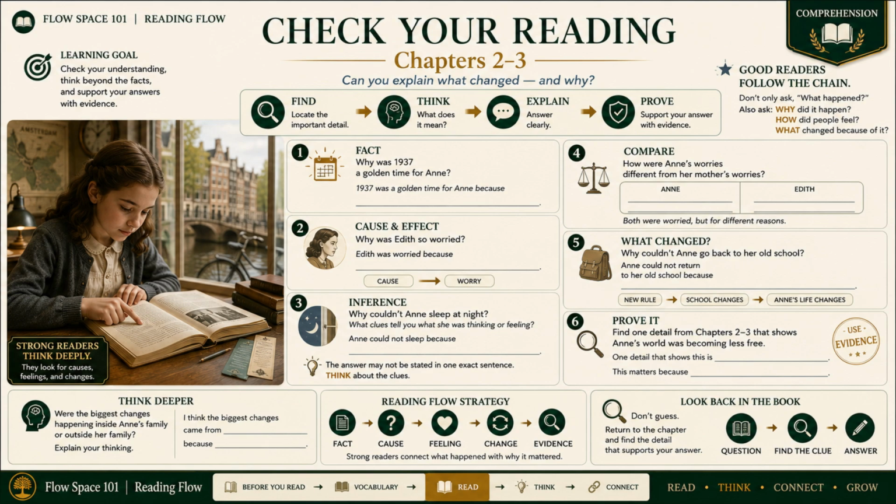Question 5. Why couldn't Anne return to her old school? Think about the chain. New rule, school changes, Anne's life changes. And finally, find one detail from chapters 2 or 3 that shows Anne's world was becoming less free. Then explain why that detail matters. Don't guess. Look back in the book. Find the clue. Then answer. That is how strong readers prove their thinking.